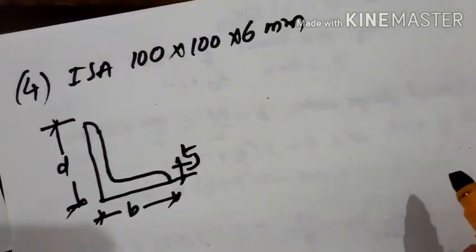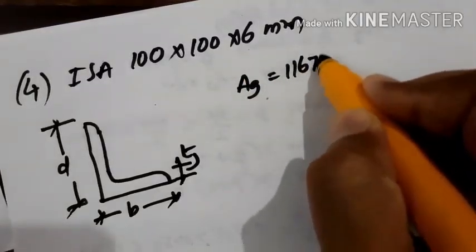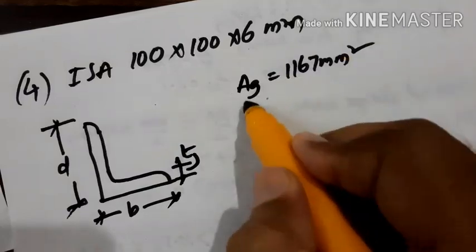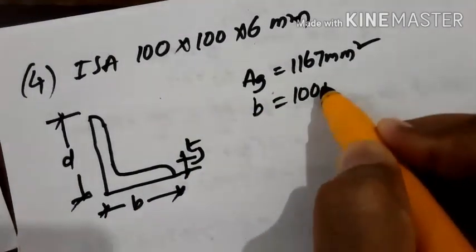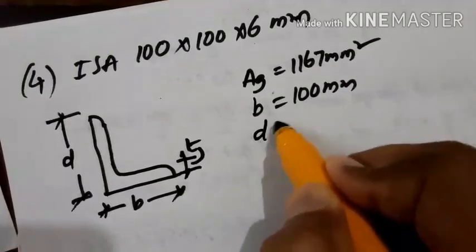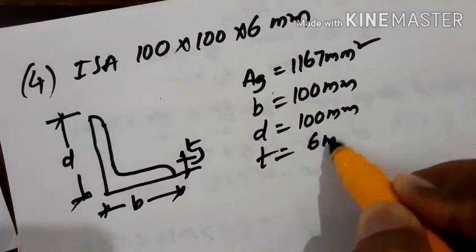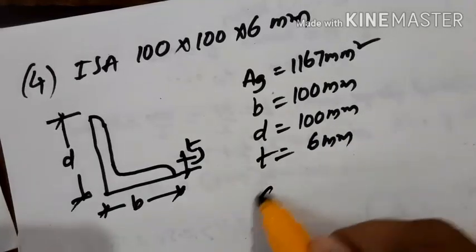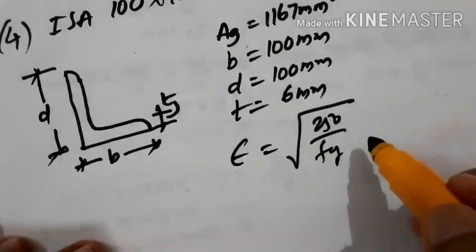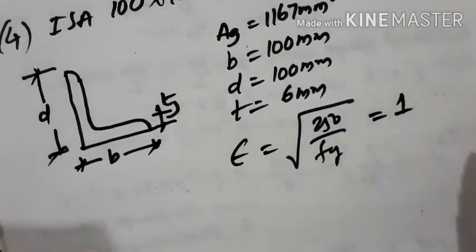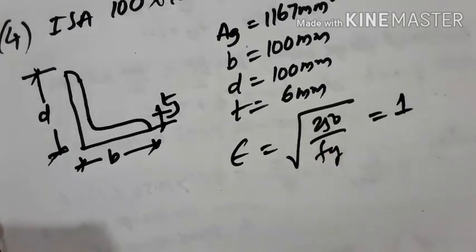Now referring to the steel table, you will be getting the gross area as 1167 millimeter square. Then the angle leg width 100 mm, then the depth 100 mm, then the thickness 6 mm. Then again you can calculate epsilon, root of 250 by fy, where fy is the yield stress. It comes as 1, because fy is 250, 250 by 250 is 1, and root of 1 is 1.